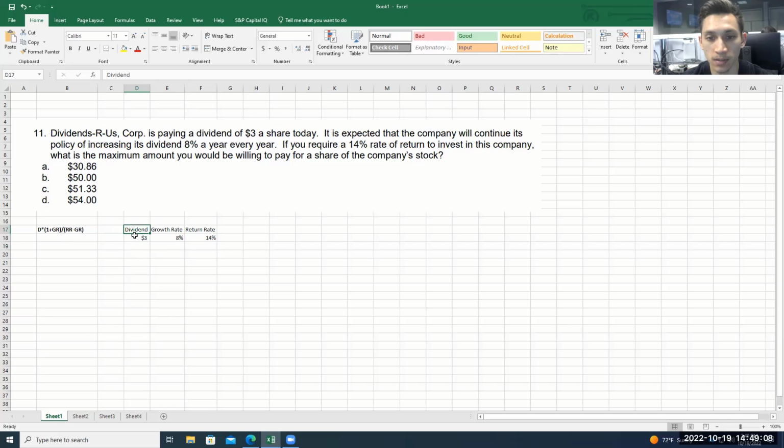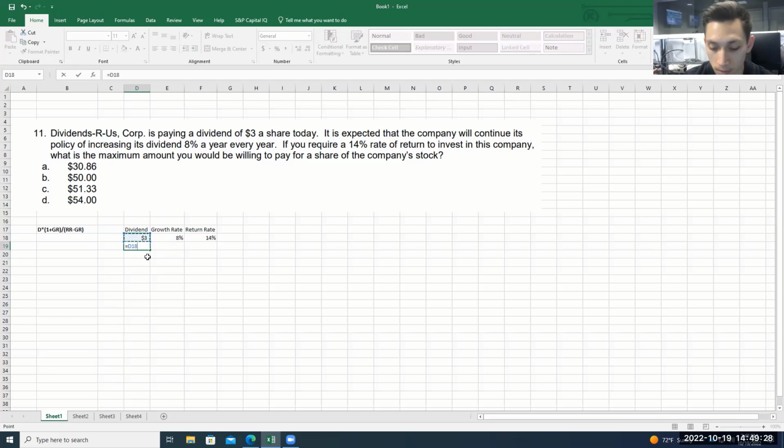The D is the dividend that we are given. 1 is just a given in the equation. The growth rate, what I have here is going to be the 8%. And we're going to divide that by our return rate minus our growth rate. That's going to return us how much we would pay for a share of the company's stock. Let's go ahead and plug this in.